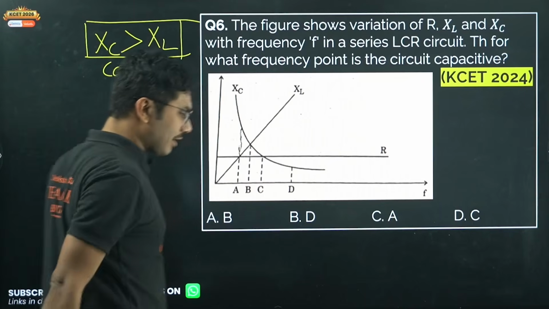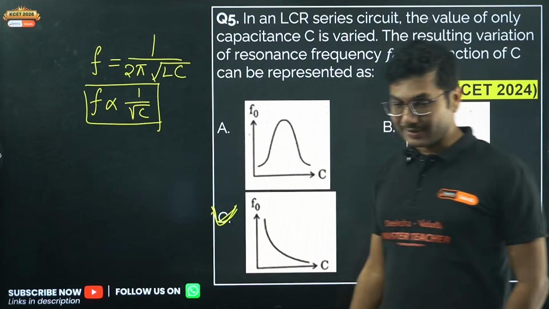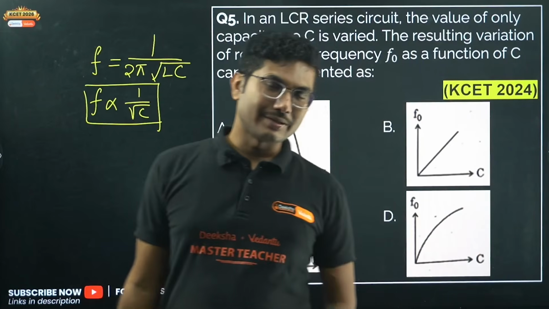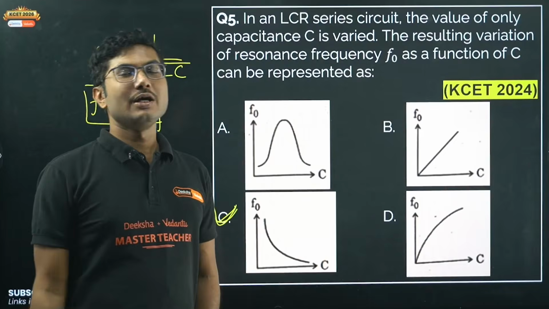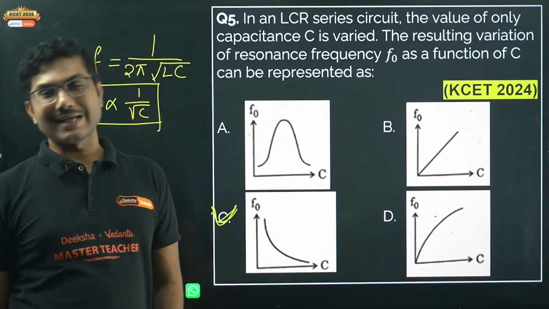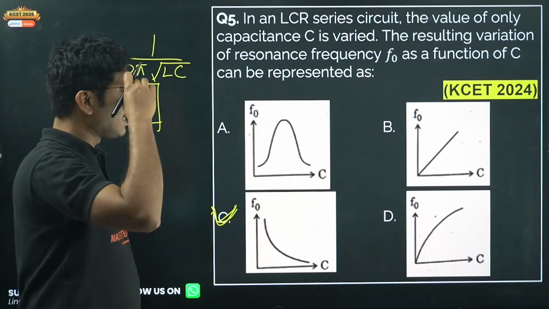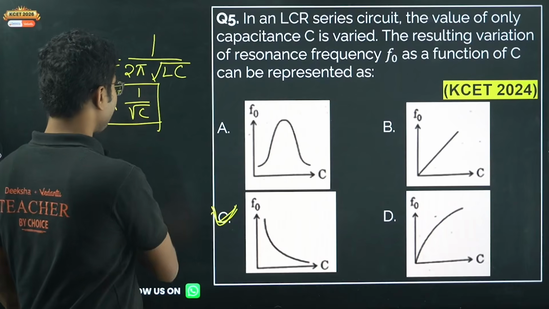Most of the time, it is basically an inductive circuit because XL generally is more than XC. So the circuit is mostly inductive, but there are a few cases where XC can be greater than XL. That is called a capacitive circuit, and that depends on the frequency.